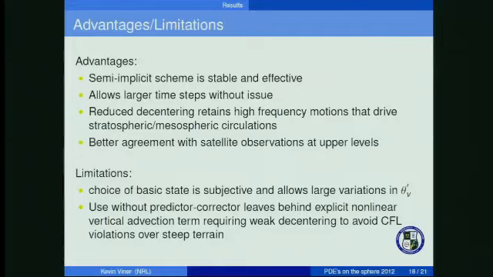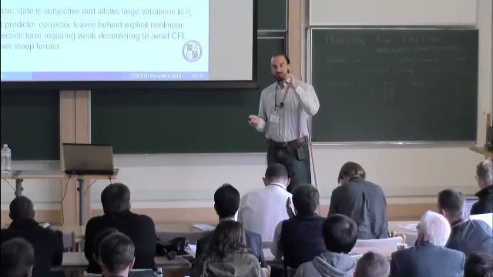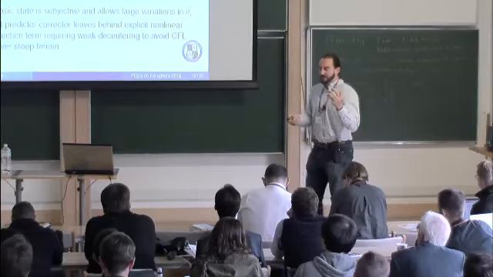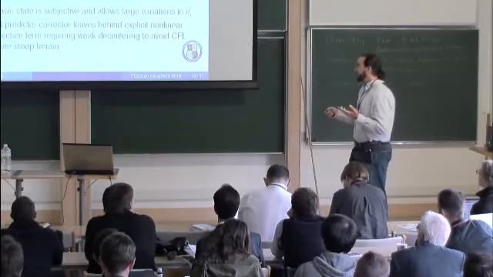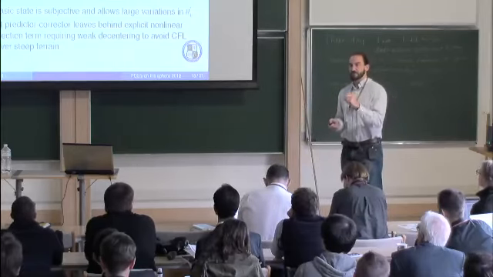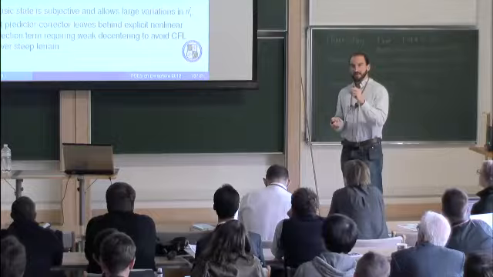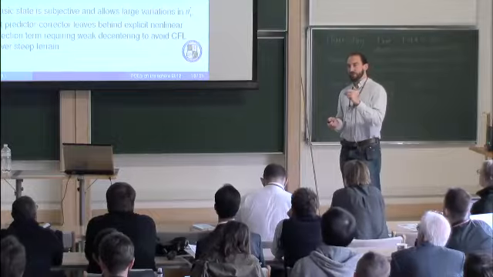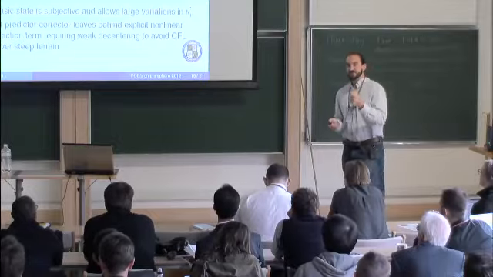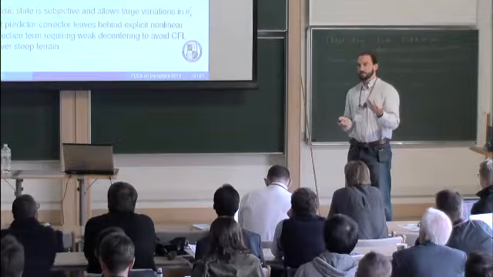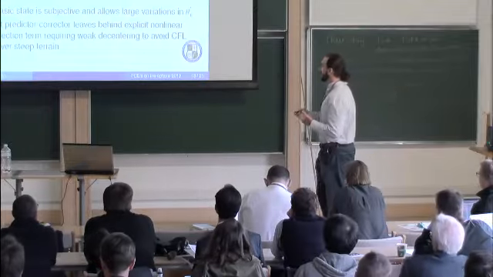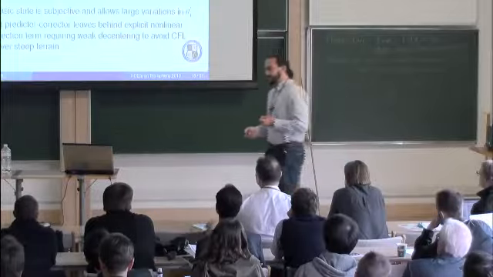Using it without a predictor corrector, as I tried to show with my semi-implicit scheme, I'm basing it on some reference state. And so I'm always leaving behind some small, well I hope small, explicit nonlinear vertical advection term. That can give me CFL violations over steep terrain. If I don't use some small decentering, I see noise over the Himalayas, the Andes, and that's why I need that small decentering.